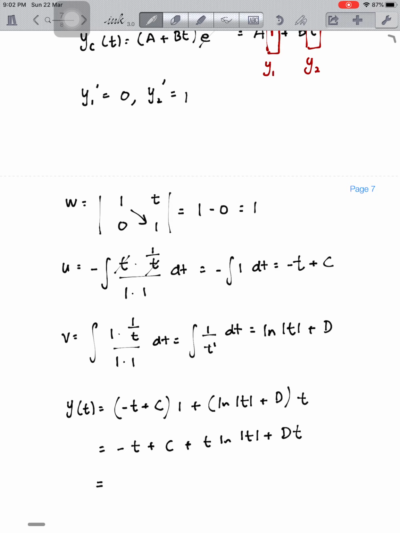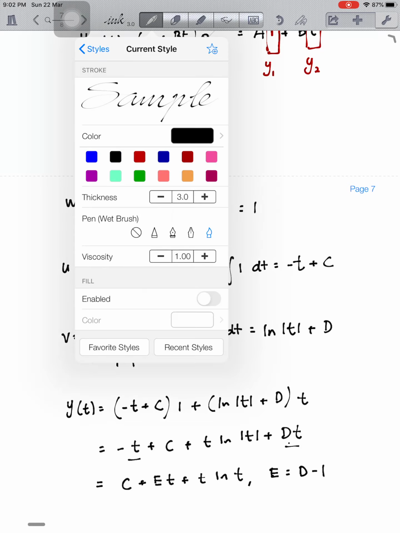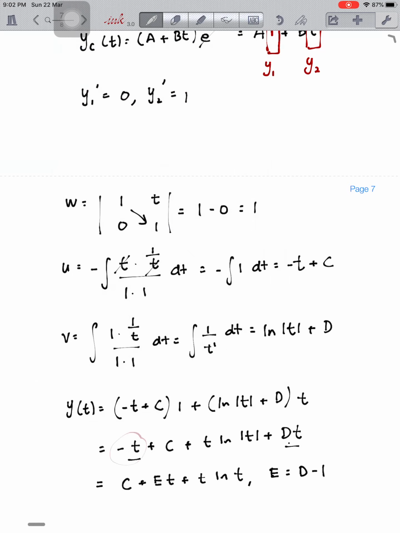Or you can simplify them a little bit further, because here this is t and t, so I can write this as c plus et plus t log of t, where e is just d minus 1. Because if I were to factor them out, I'm going to have d minus 1 times t right there. So just to make it clearer, let me write it down. These two together are going to be d minus 1 times t, and I represent this by a constant e, or you can just leave it like the one at the top right there, so that's fine as well. It's up to you. Okay, so that will be our solution.